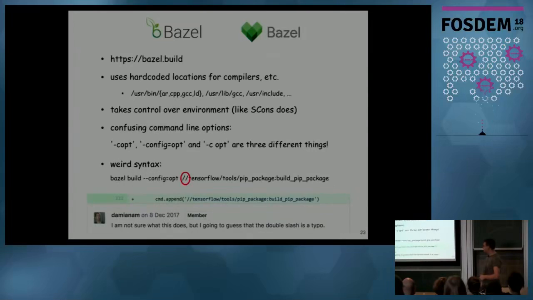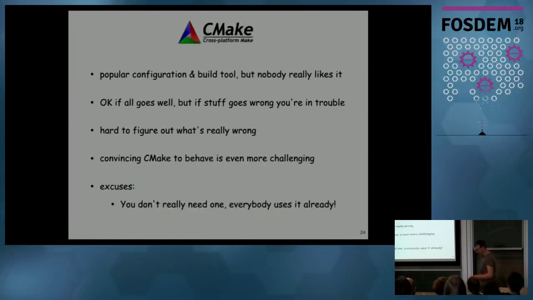I didn't notice this one, by the way. I got this from Twitter, but it has a bit weird syntax. So it does like bazel build --config=opt, // and then whatever you want to build. People get confused about this. This looks like a typo, and I had this actually on GitHub. This guy was saying, this double slash doesn't look right, there's something wrong there. No, this is how Bazel works. So confuse people. Good.